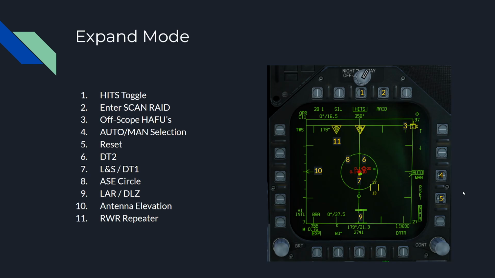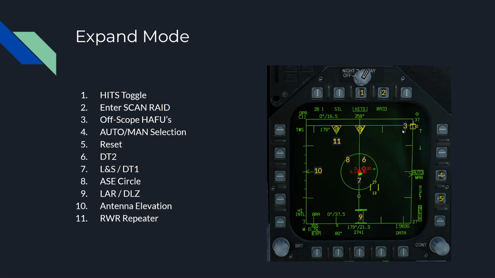So expand mode. This is honestly a really useful tool to have. And the great thing about expand mode is that you can still step through track files while in expand mode. I don't think you can do it while in RAID. RAID is a totally different thing, although it sort of gives you a similar view. So while in expand, you can still toggle your hits. You can go into RAID from expand, which is neat.